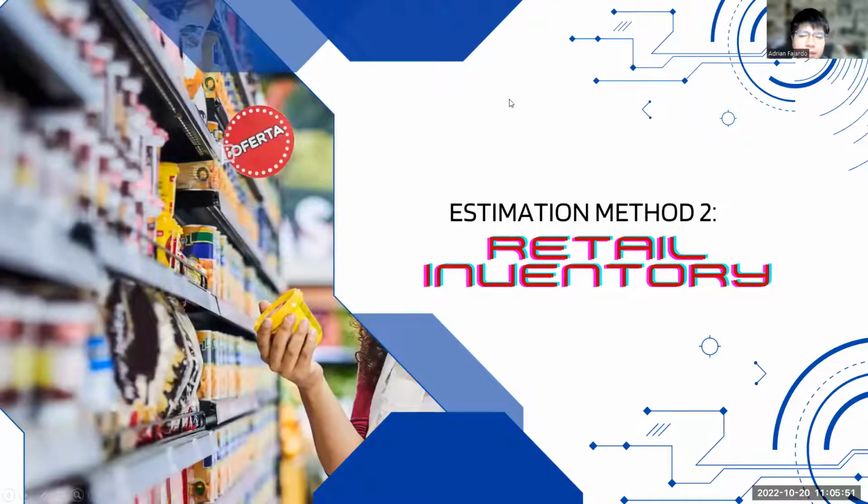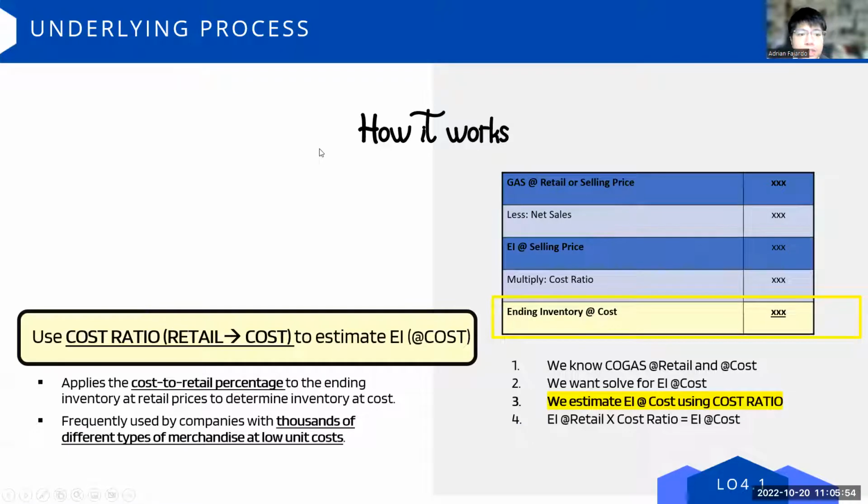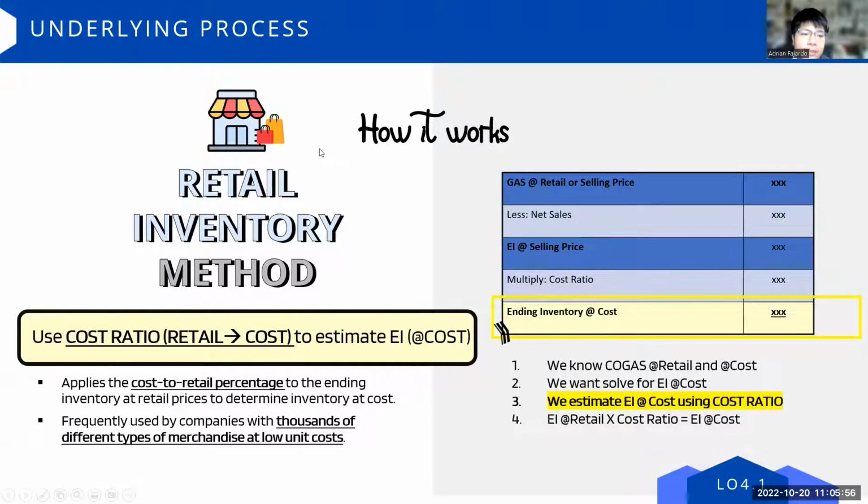The second one is more procedural. Retail inventory method. Under retail inventory method, it's saying that as a company, you know your costs. Pero you also sell it at retail. So in essence, there are two quote-unquote prices that we look at. Our cost and our retail.